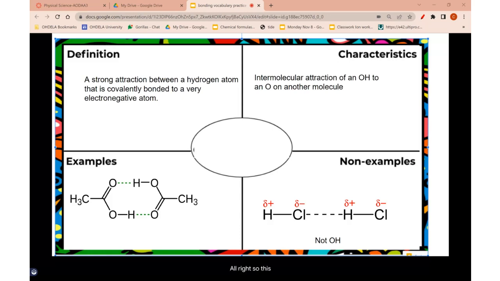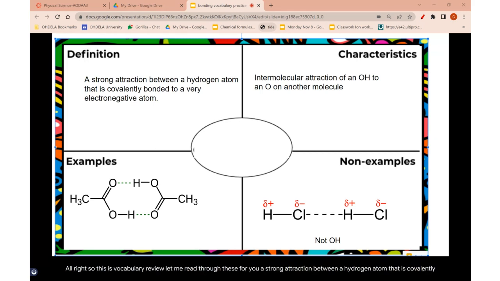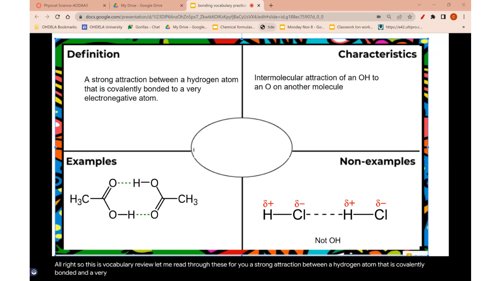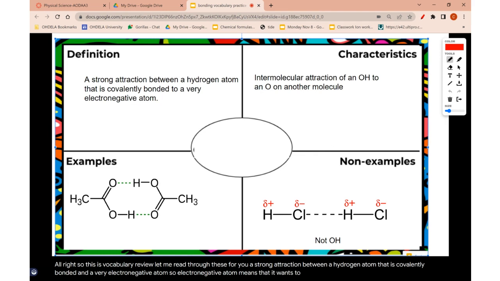All right. So this is vocabulary review. Let me read through these for you. A strong attraction between a hydrogen atom that is covalently bonded and a very electronegative atom. So electronegative atom means that it wants to grab electrons, and covalently bonded.